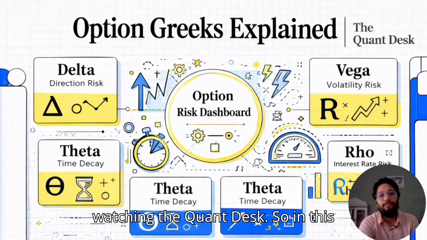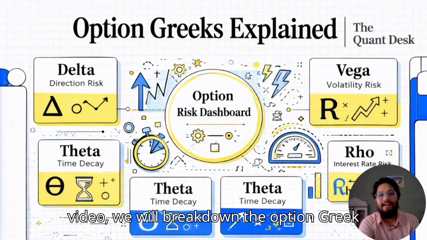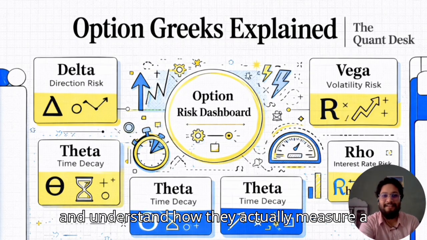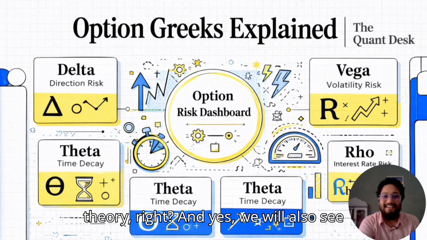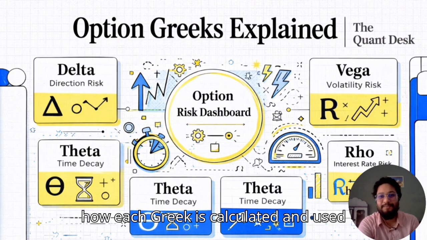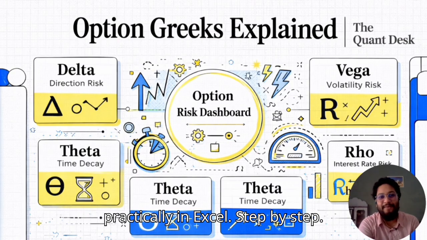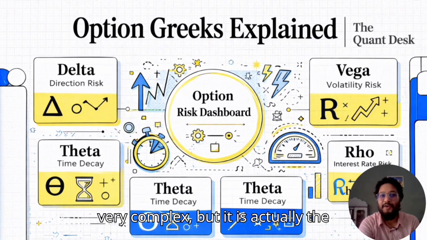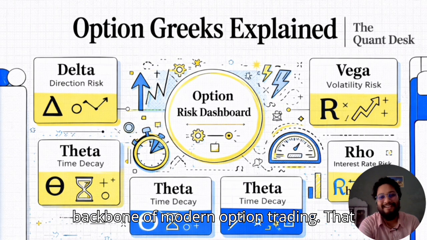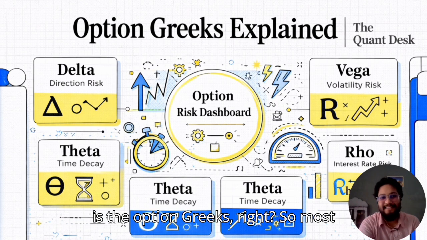So in this video, we will break down the option Greeks and understand how they actually measure real trading risk, not textbook theory, right? And yes, we will also see how each Greek is calculated and used practically in an Excel sheet, step by step. So let's talk about something that sounds very complex, but is actually the backbone of modern option trading. That is the option Greeks, right?